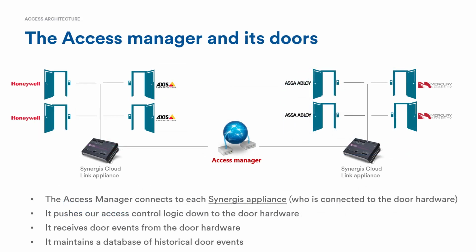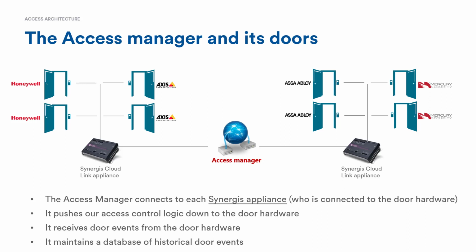The access manager connects to each Synergis appliance, which in turn is connected to the door hardware. It pushes our access logic down through the appliance to the door hardware. It receives door events from the door hardware. And it maintains a database of historical door events so that we can generate historical reports.